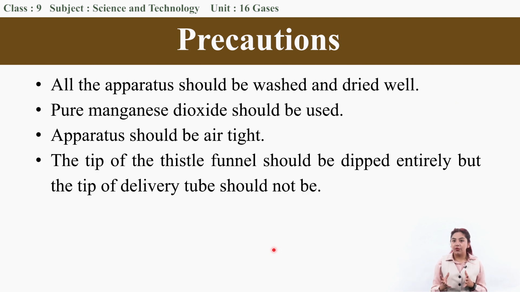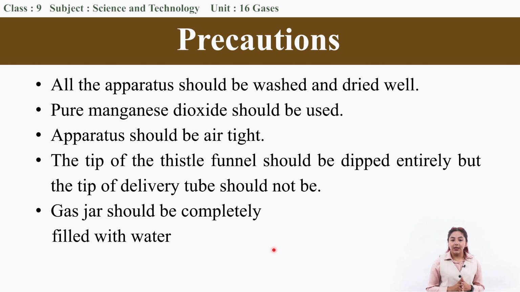Another precaution that you must remember is the tip of the thistle funnel should be entirely dipped. Why? If it is not dipped, the produced oxygen gas might escape from the thistle funnel. So to prevent that, it should be entirely dipped. But the tip of the delivery tube should not be entirely dipped. Why? So the produced gas will have a path to transfer so that it can get collected in the gas jar. Another point is the gas jar should be completely filled with water.